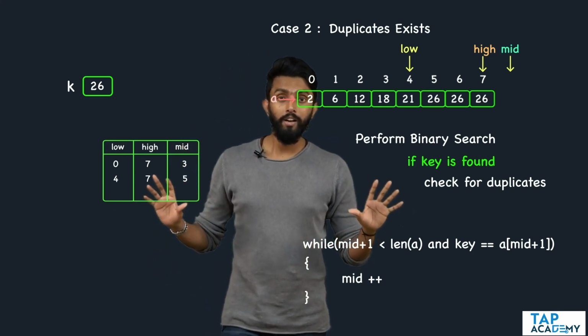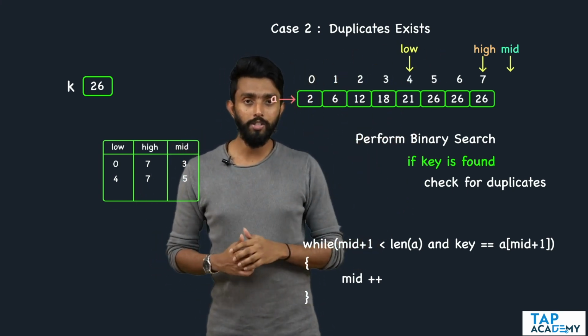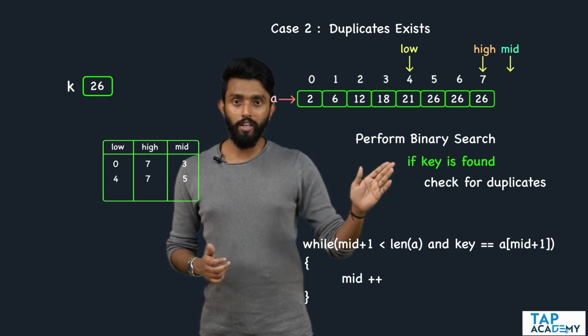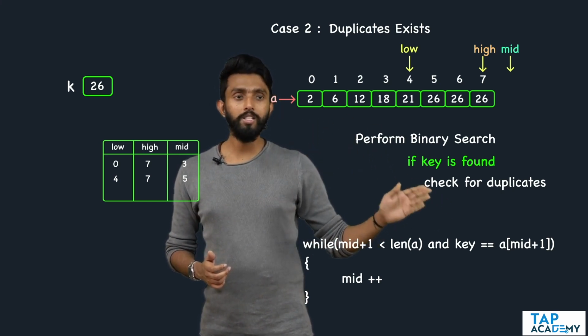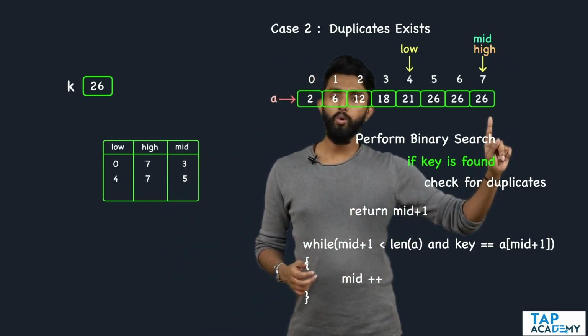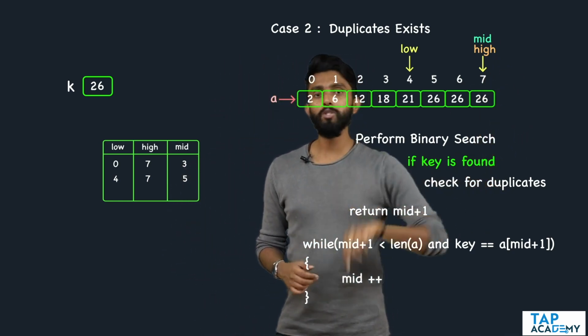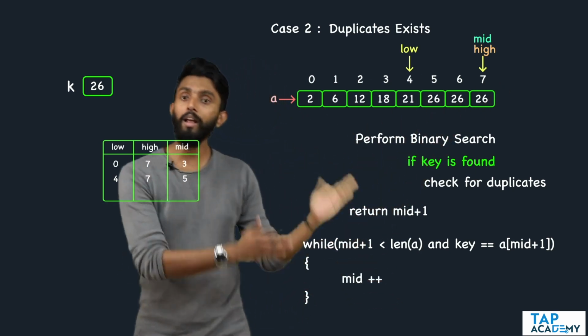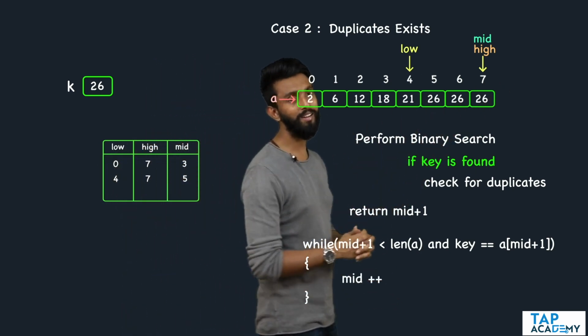So did you understand the second case where a duplicate exists? Perform binary search. If the key is found, check for duplicates, then come outside and return mid plus 1. And as you know, the mid value is here; mid plus 1, 7 plus 1, is 8, and you know there are 8 elements. Correctly it works.